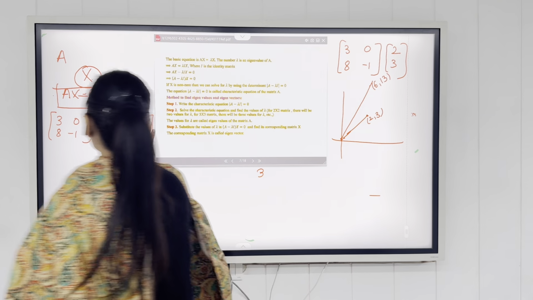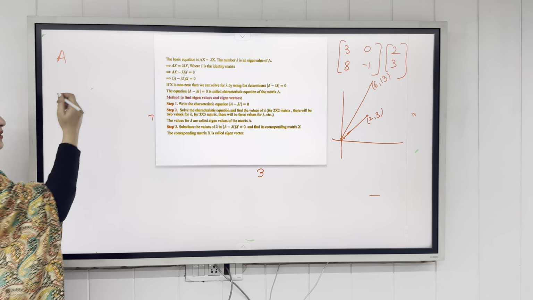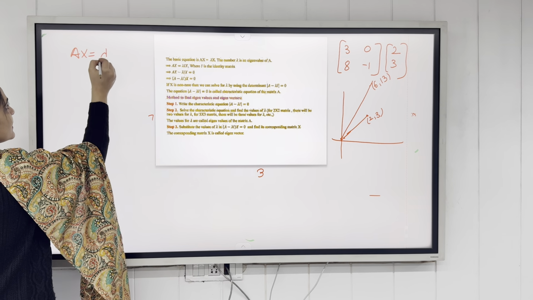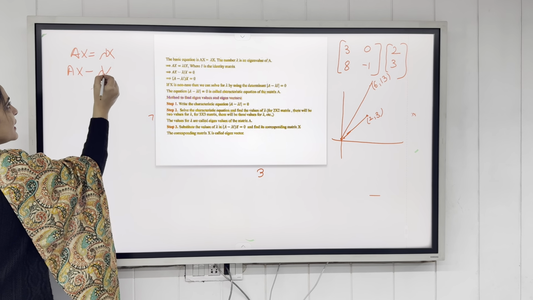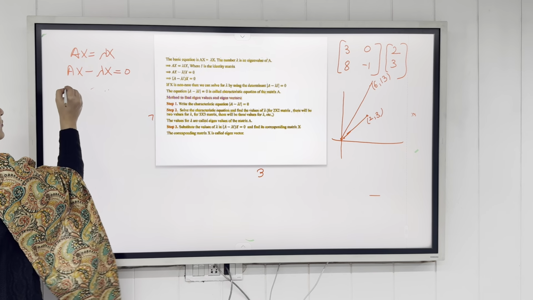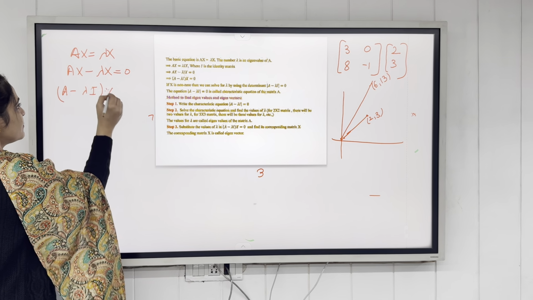Now the next step is how to calculate the eigenvalue and eigenvector. For that we are going from the basic definition again. This is Ax is equal to lambda x. Just shift it to the left hand side, this will become Ax minus lambda x is equal to 0. Take x common from here, we will get (A minus lambda I) into x is equal to 0.